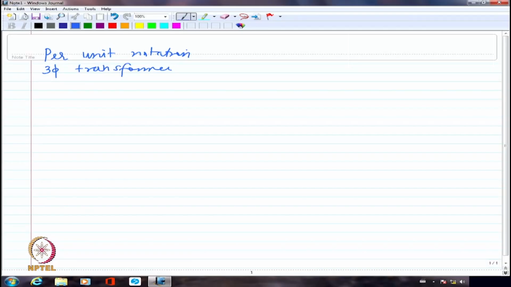So, I hope that we had completed autotransformer in the last class. If you want me to recall it once again, I'll do that before going over to per unit notation. Now, let us go over to per unit notation.